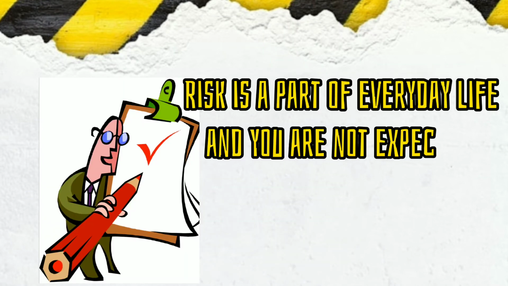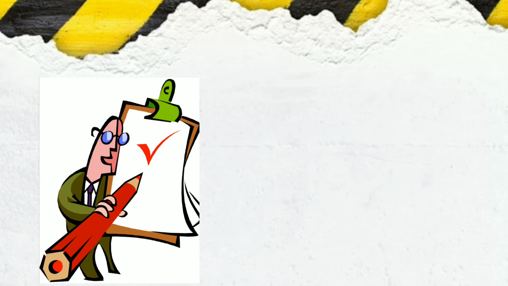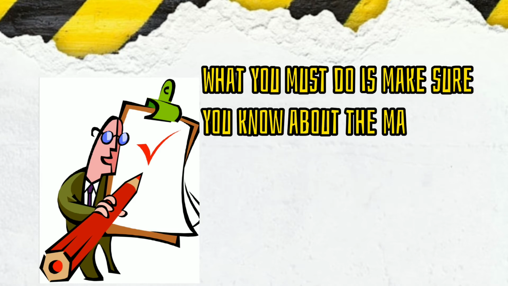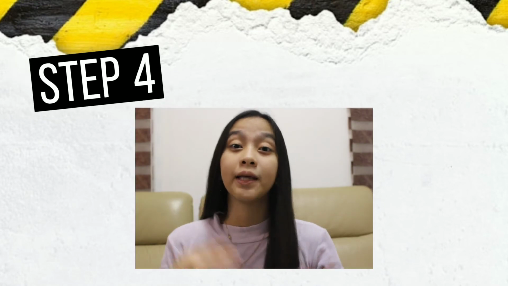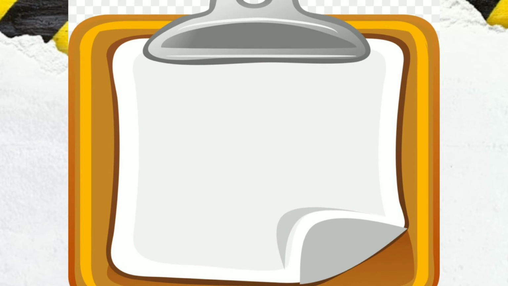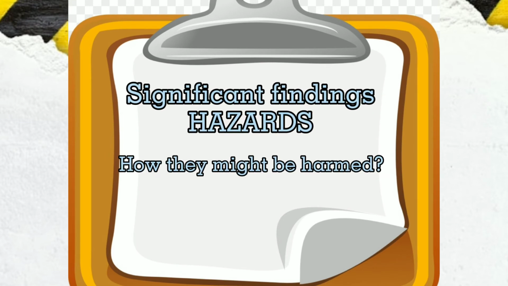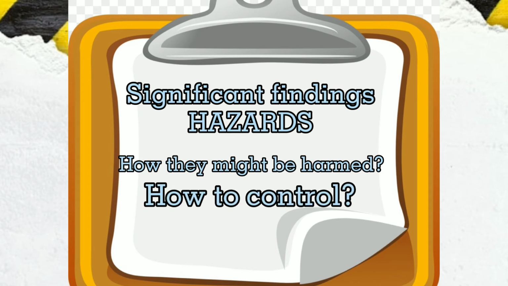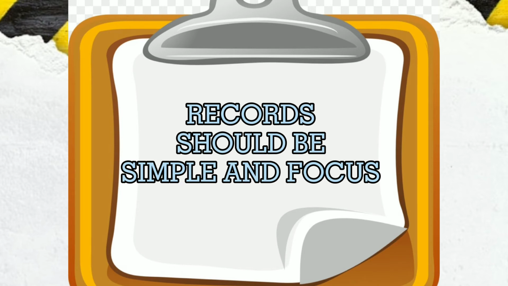Risk is a part of everyday life and you are not expected to eliminate all risk. What you must do is make sure you know about the main risks and the things you need to do to manage them responsibly. Step 4 is to record your findings. Make a record of your significant findings: the hazards, how people might be harmed by them, and what you have in place to control those risks. The record produced should be simple and focused on the controls.